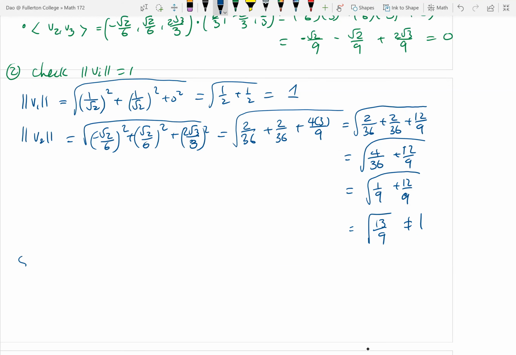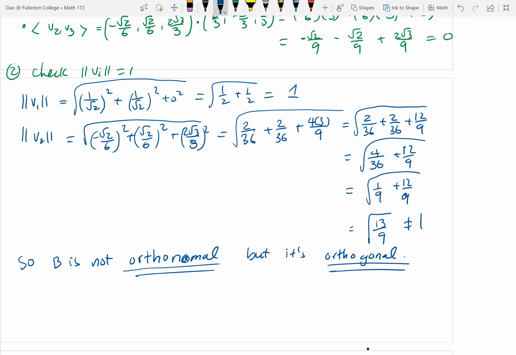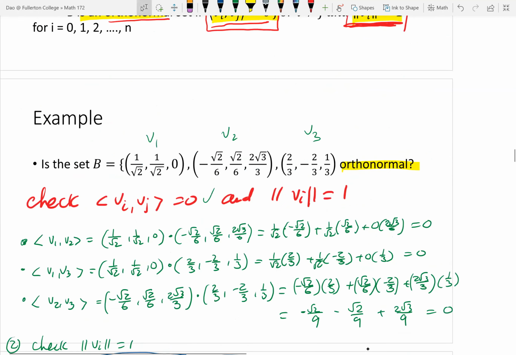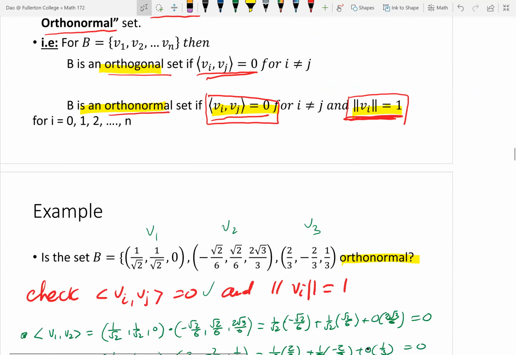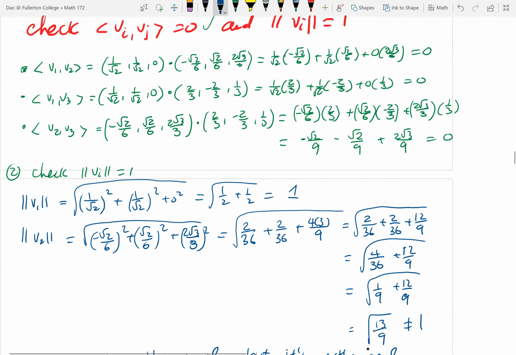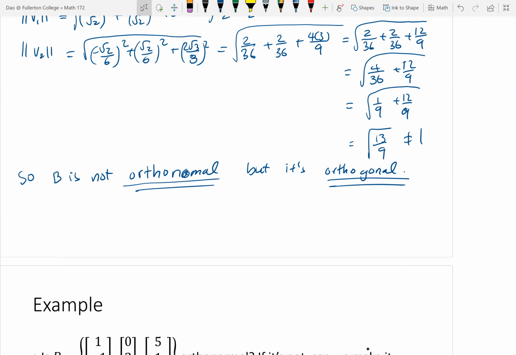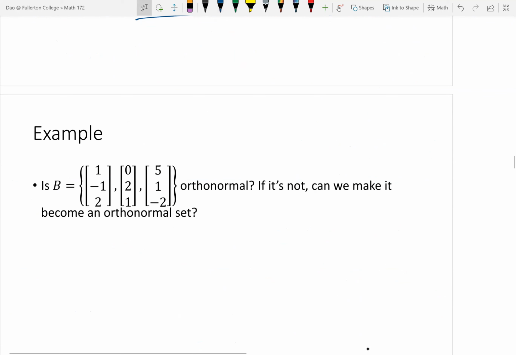So B is not orthonormal, but it is orthogonal. Okay? It's not orthonormal because it doesn't satisfy both conditions, but it's orthogonal because it satisfies the first condition. That's the idea. Make sense? Okay. Next example.